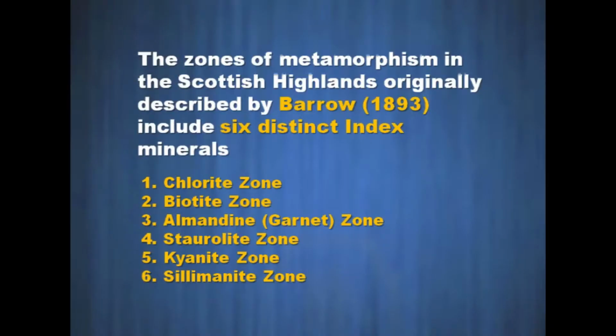In convergent zones, regional heating due to the rise of plutons into the overlying plate, the plate above the subduction zone, is the general cause of metamorphism, but migrating fluids may also transport heat. The zones of metamorphism in the Scottish Highlands, originally described by Barrow in 1893, include six distinct index minerals: chlorite zone, biotite zone, almandine garnet zone, staurolite zone, kyanite zone, and sillimanite zone.